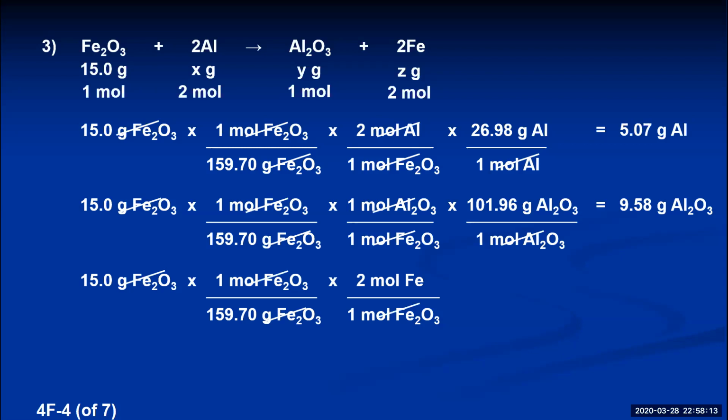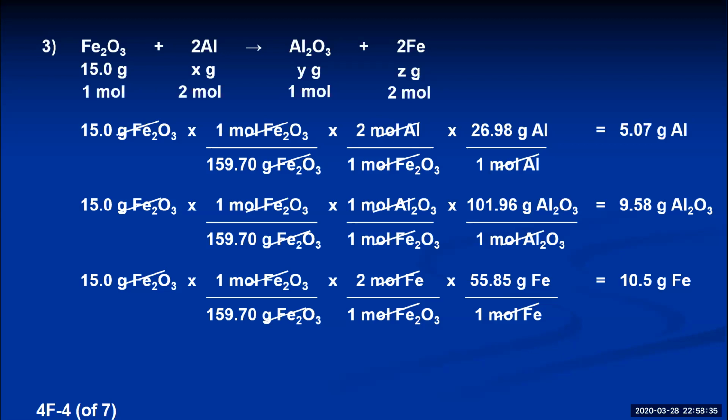Moles of iron(III) oxide cancel out. This will tell us how many moles of iron will have to be produced if you react away 15.0 grams of iron(III) oxide. To calculate grams of iron, just use its molar mass, and the final answer comes out at 10.5 grams of iron that would have been produced in this reaction.